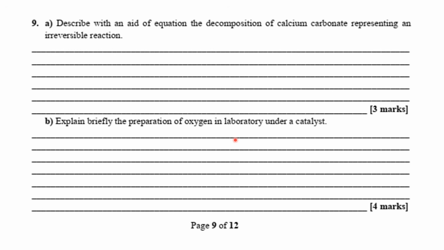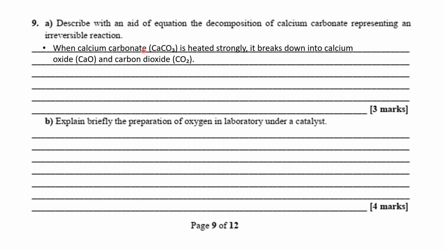Question number 9. Describe with the aid of an equation the decomposition of calcium carbonate representing an irreversible reaction. A reversible reaction is one which does not go backwards. That's it, 3 marks. All right, so when calcium carbonate, CaCO3, is heated strongly, it breaks down into calcium oxide and carbon dioxide. All right, according to the equation.